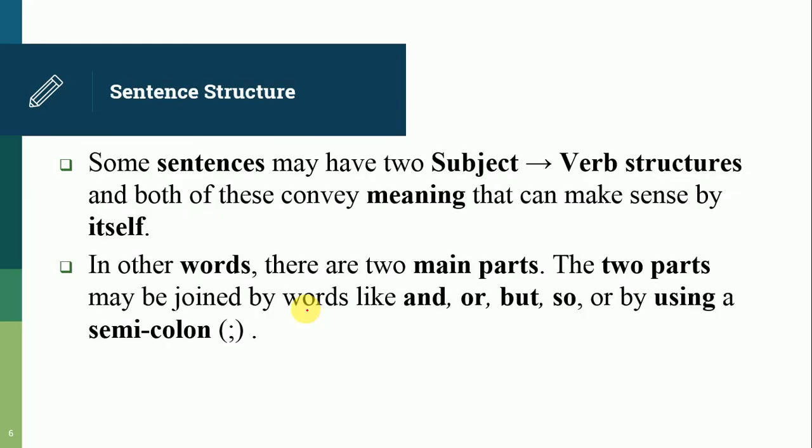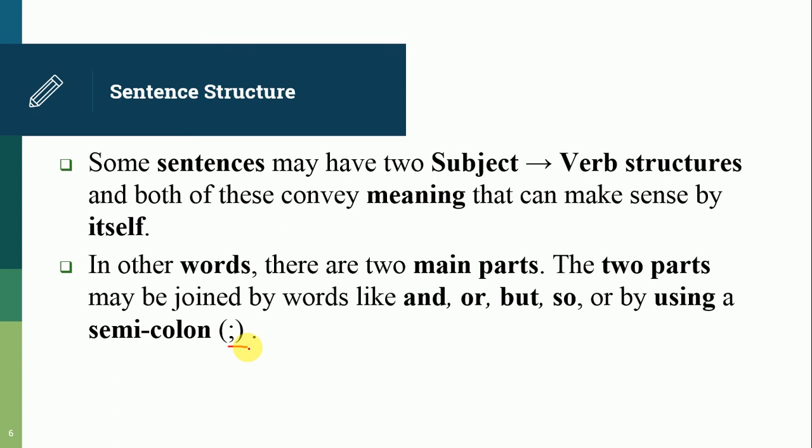Now some sentences may have two subject-verb structures, and both of these convey meaning that can be sensed by itself. There are some sentences which can have two subjects and two verbs, right? In other words, there are two main parts in a sentence. The two parts may be joined by words like and, or, but, so, or by using a semicolon, right?